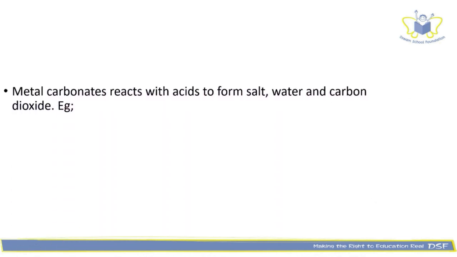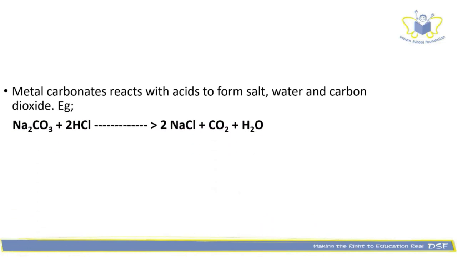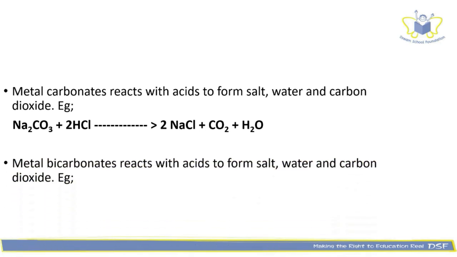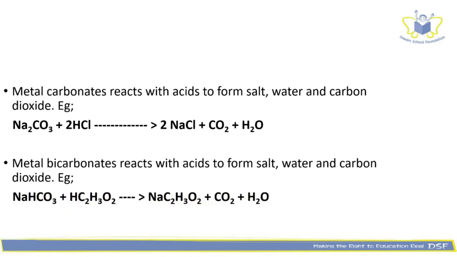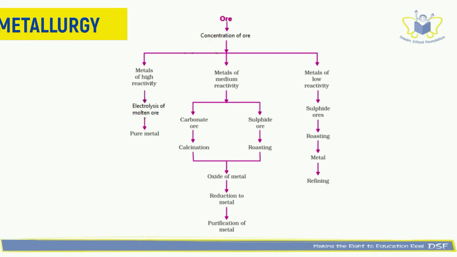Metal carbonates react with acids to form salt, water and carbon dioxide. Example: sodium carbonate or washing soda reacts with hydrochloric acid to give you sodium chloride, carbon dioxide and water. Metal bicarbonates react with acids to form salt, water and carbon dioxide. Example: sodium bicarbonate or baking soda reacts with acetic acid to give sodium acetate, carbon dioxide and water. So here is what we have learned till now.